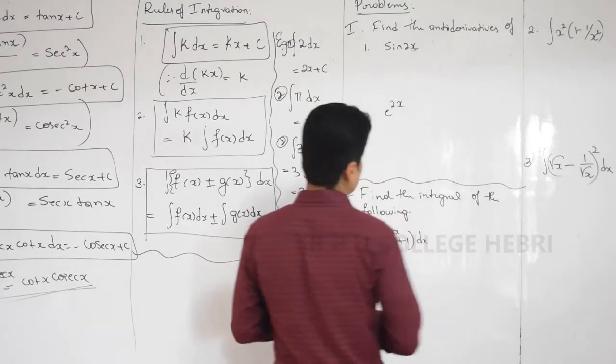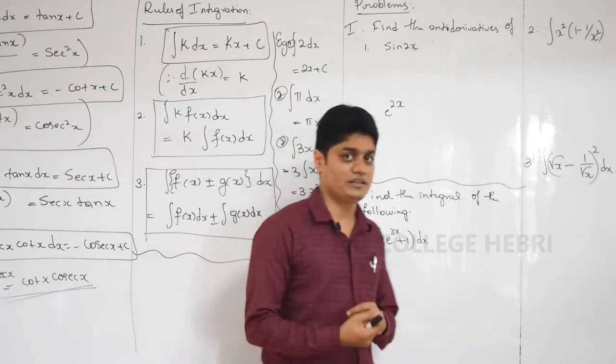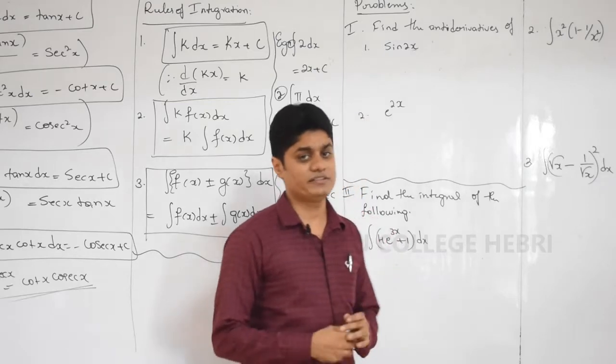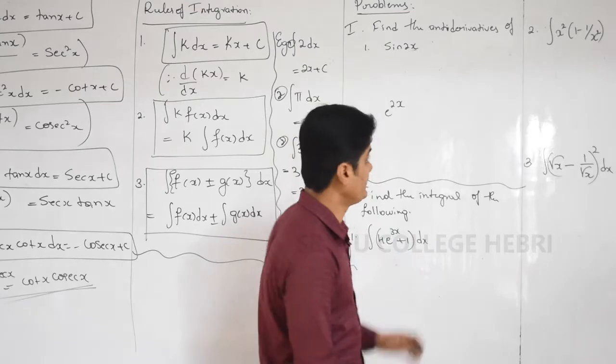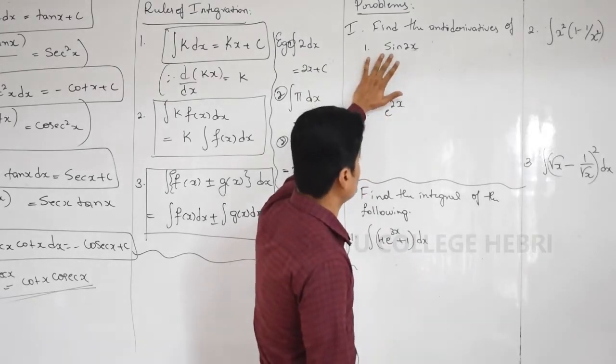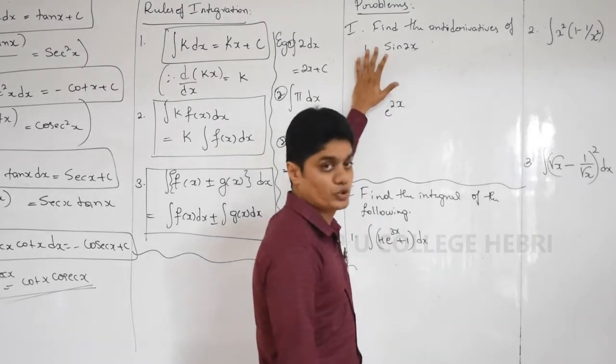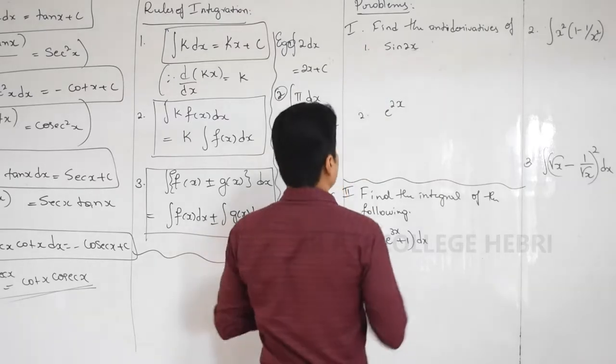Okay, I'll show you some problems now, how to apply these 16 concepts or the formulas. As a first question here, I'm not using the word integrate. I'm using the word antiderivative. Antiderivative you remember, right? The reverse process of differentiation is nothing but antiderivative. So now can you tell me what is the antiderivative of sin 2x? Okay, how to find it?